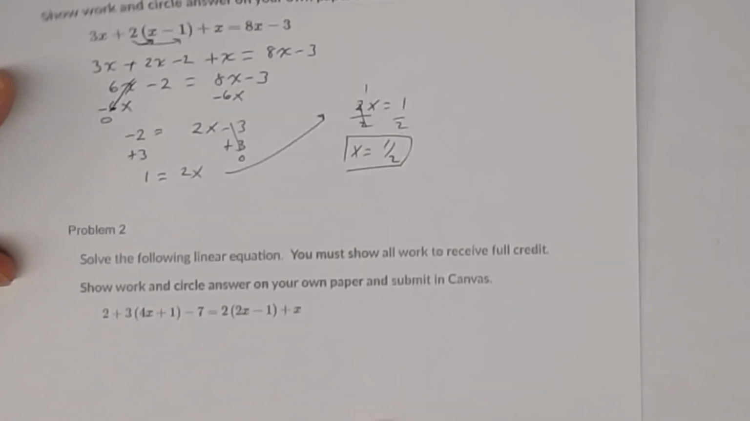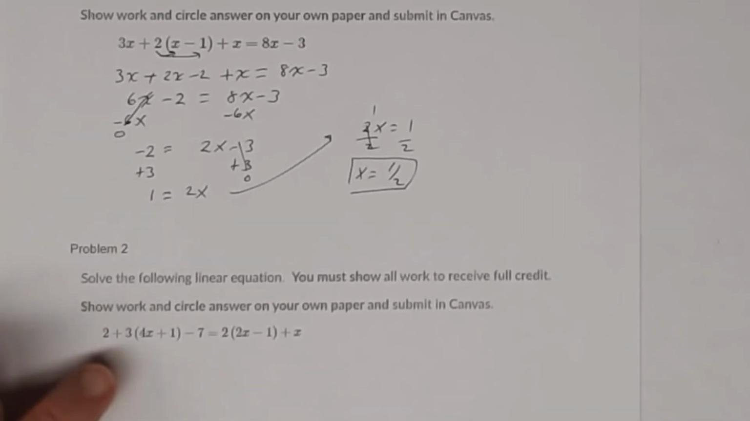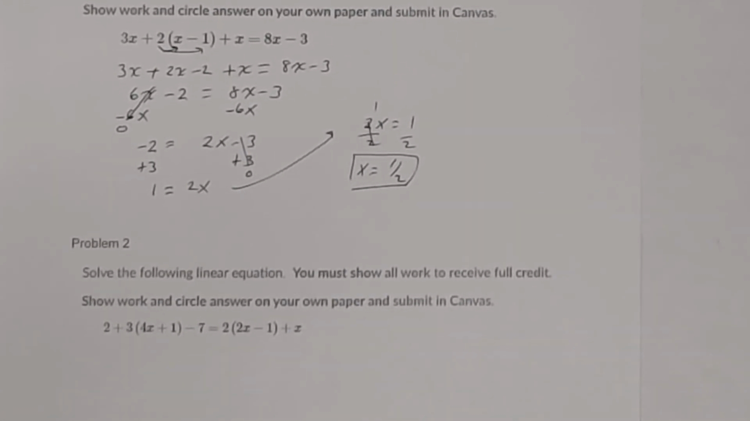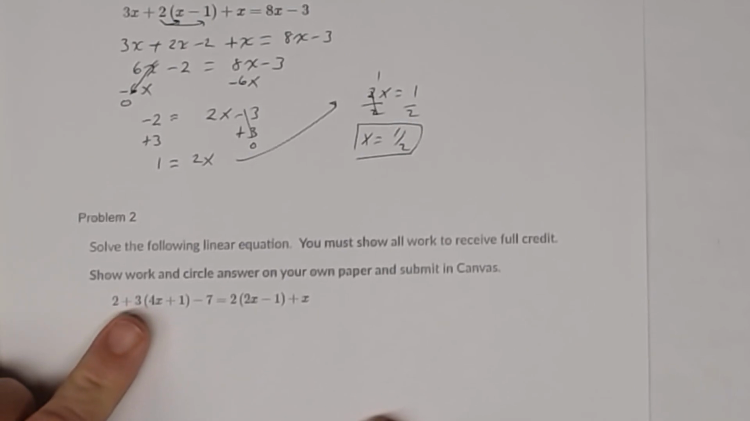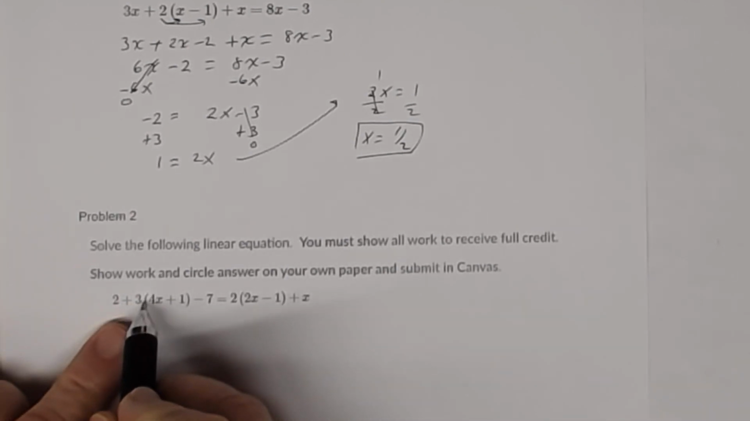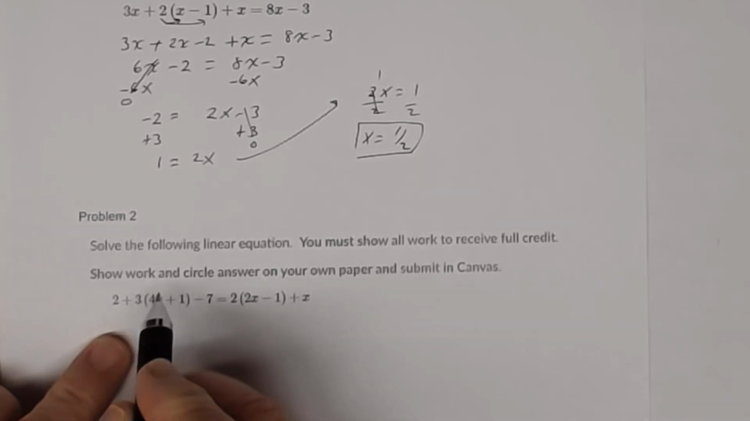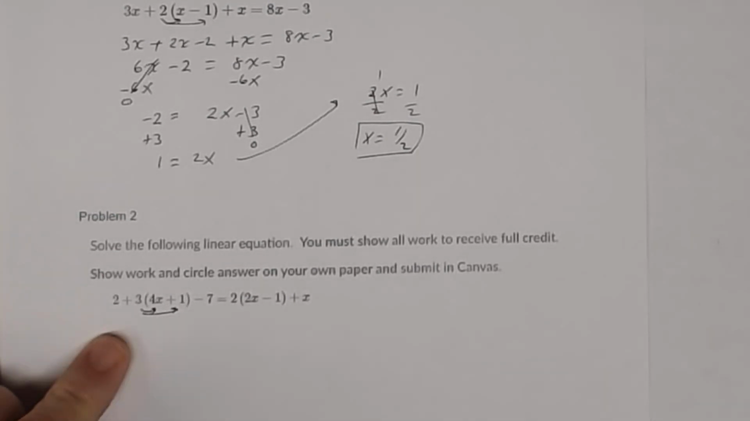Number two, so in number two, it's similar to number one, except this time you have two sets of parentheses. Mistakes some students make is they see that 2 plus 3 and they want to add that together right away. So they want to say 5. That's mathematically incorrect. So remember the order of operations. You have to multiply before you add. So you have to do the distributive property first.